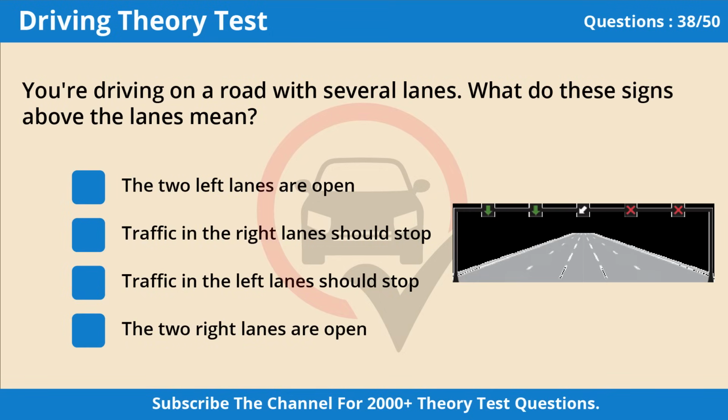Question 38. You're driving on a road with several lanes. What do these signs above the lanes mean? A. The two left lanes are open. B. Traffic in the right lanes should stop. C. Traffic in the left lanes should stop. D. The two right lanes are open.